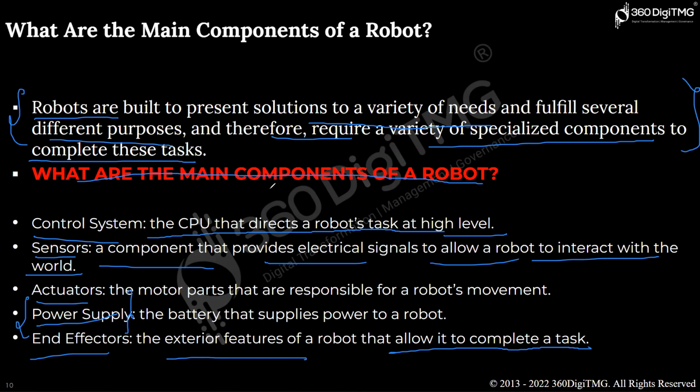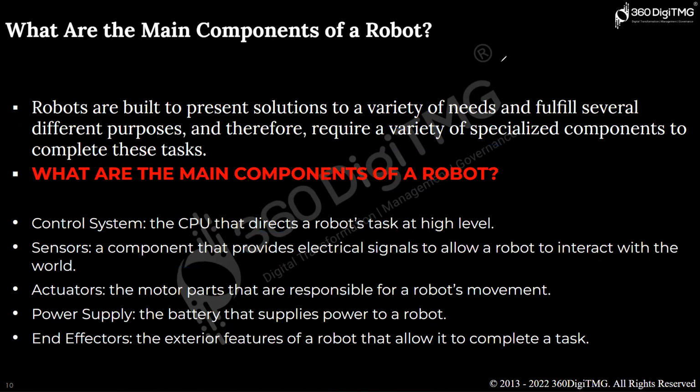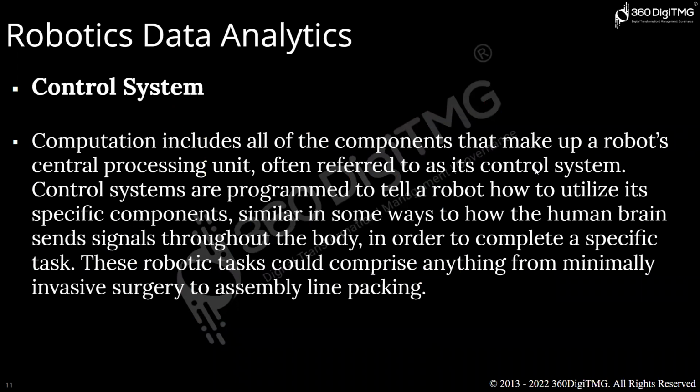So these are the main components of robots, guys. What are the main components of a robot? The main components of a robot are nothing but control system, sensors, actuators, power supply, and end effectors. So these are very important, guys. When you go for robotics, you should be able to answer what things you are going to use. What types of robots do we have? Independent, dependent. Okay. Let me explain control system, guys.